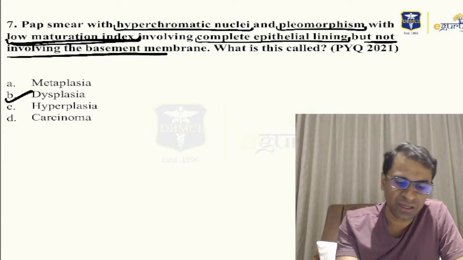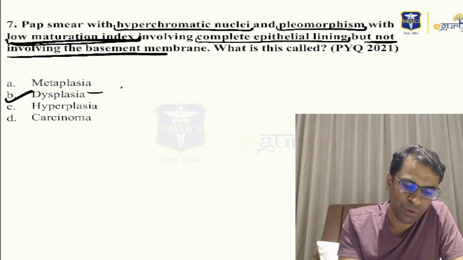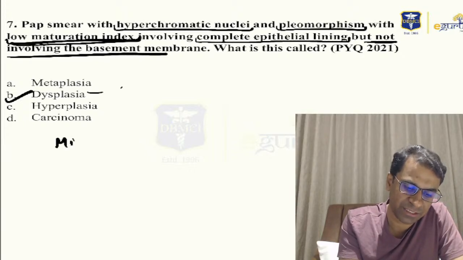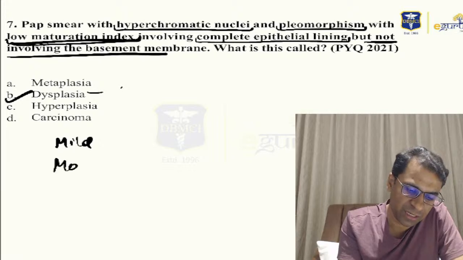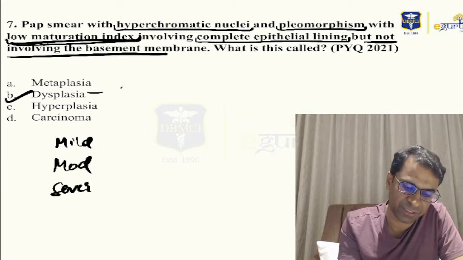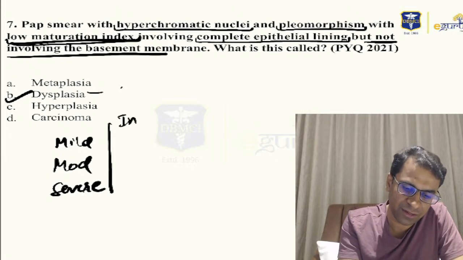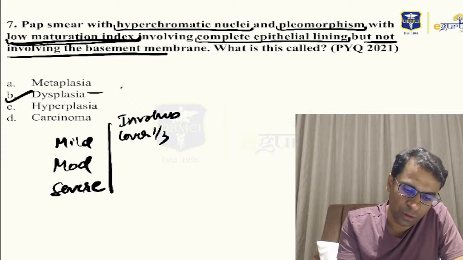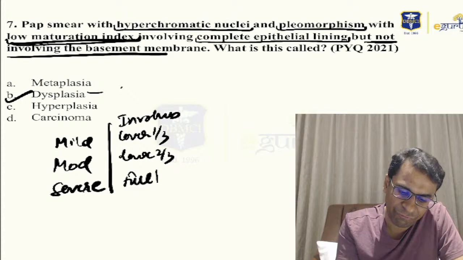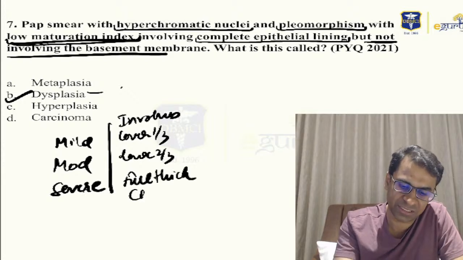So dysplasia, remember, if you look at the classification, it can be mild dysplasia, moderate dysplasia, and severe dysplasia. Now, mild, moderate, severe, it always involves which layer? It involves the lower 1/3, lower 2/3, and is full thickness. The full thickness is also called carcinoma in situ.